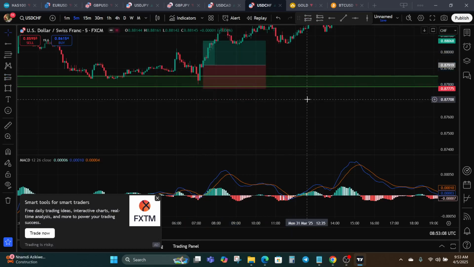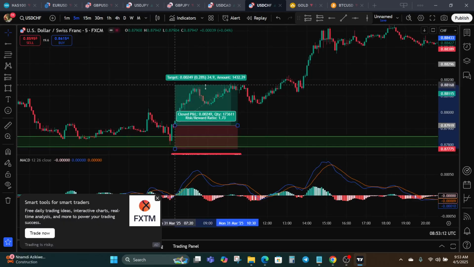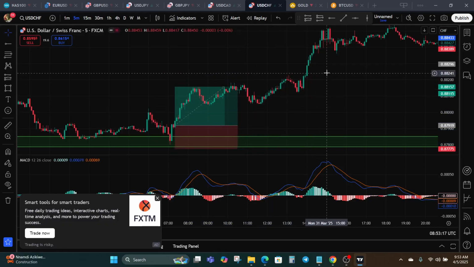All right, you want a tight stop loss. This is a scalping strategy. The take profit can be around the next resistance zone. Just ensure you have a good risk to reward ratio, a minimum of 1.5. Okay, you are aiming for at least 1.5 times your risk or 2 times your risk.